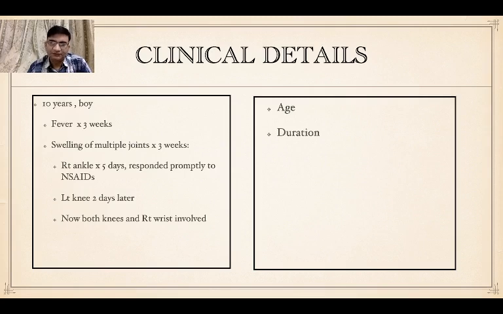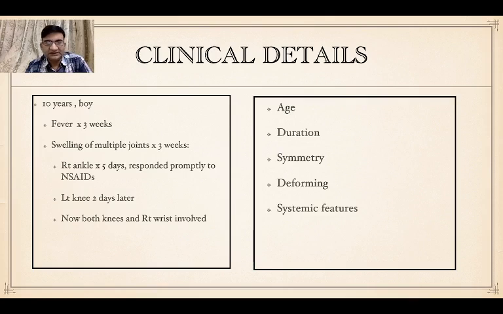the child. Whenever we have a child with arthritis, these are the points which must be taken care of. They are the age of the child, the duration of symptoms, is there any symmetry of joint involvement? Is the joint involvement deforming or not? And are there any systemic features?